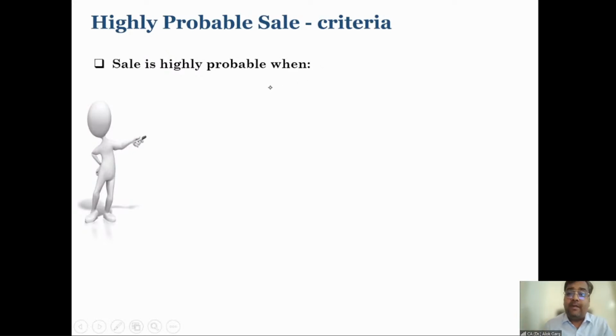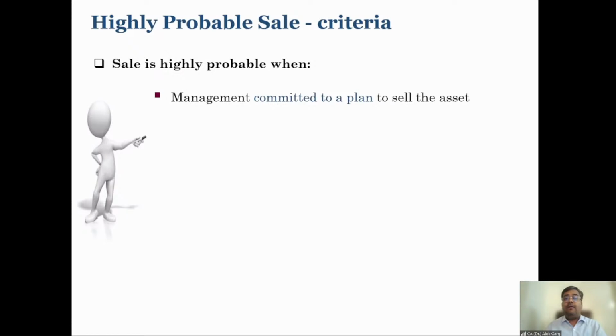Now the second condition. Sale is highly probable. Sale is highly probable when management is committed to a plan to sell the asset. Friends, earlier we discussed ISPC. Now we are discussing HP, not Hindustan Petroleum, it is highly probable. Okay. Sale is considered as highly probable when.